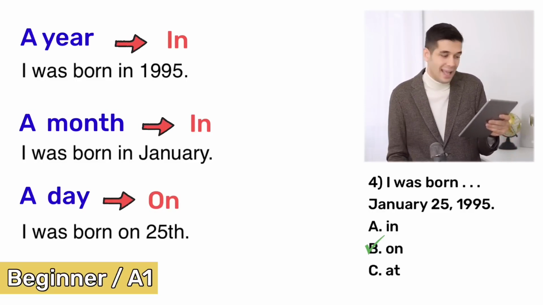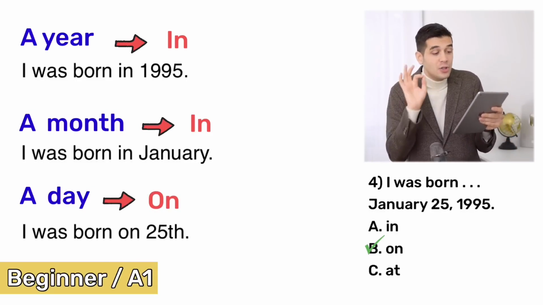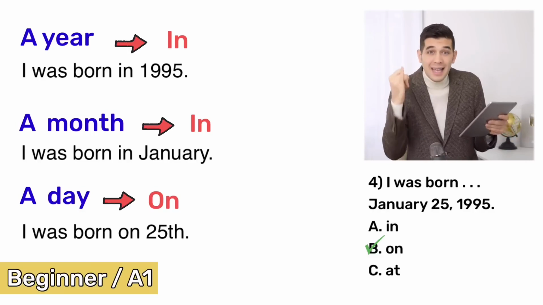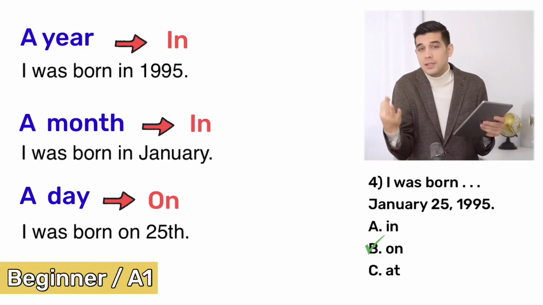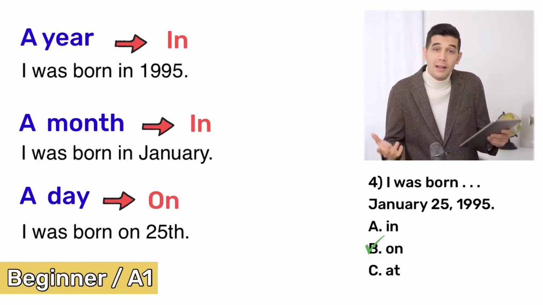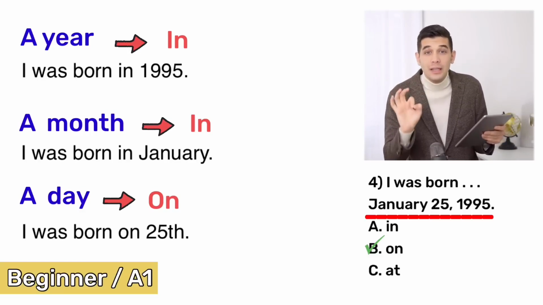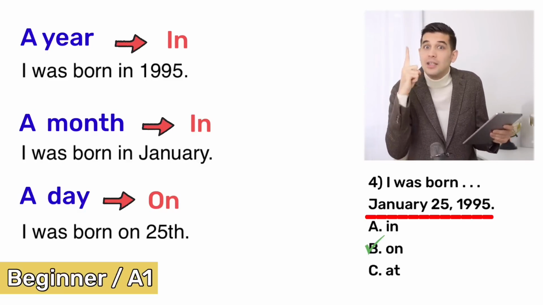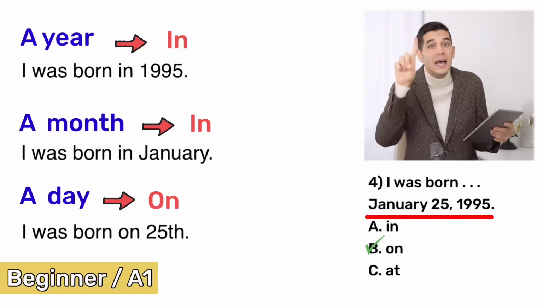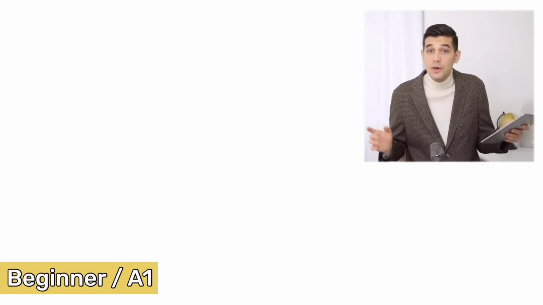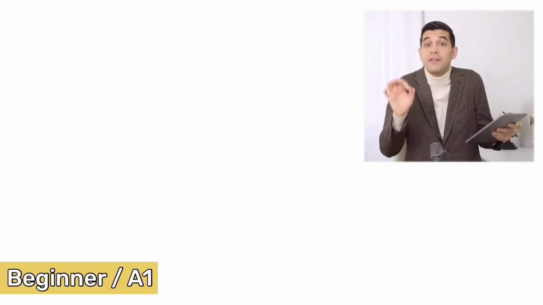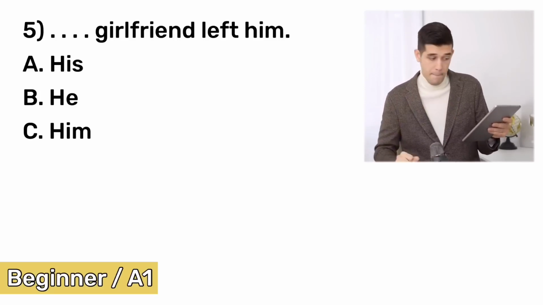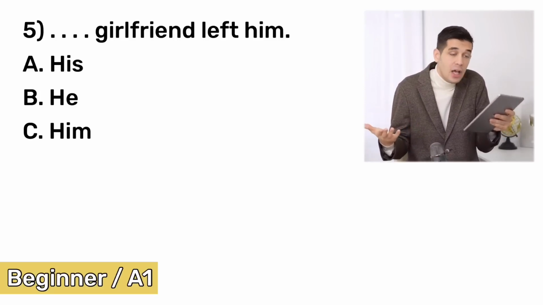Now, look at the question again. I was born January 25, 1995. We have all three of them. There is a day, there is a year, and there is a month. So what do we use? Well, pay attention. January 25, 1995 is one day. So we say on because it is one day. It's not a year, it's not a month, it's one day. Let's move on to question 5, the last question of A1. Girlfriend left him. His, he, or him.